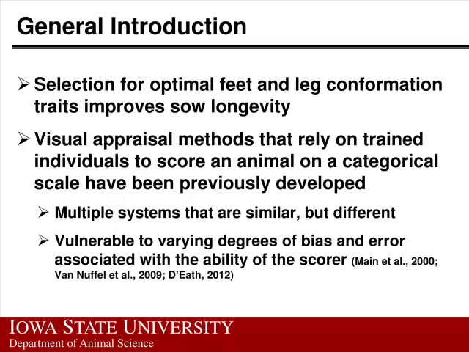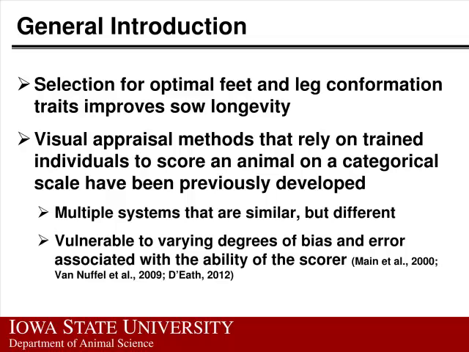Selection for optimal feet and leg conformation traits improves sow longevity. That's really what we're trying to get at, is longevity in the sows. Visual appraisal methods that rely on trained individuals to score an animal have been previously developed, which we'll go into. But there are multiple systems that are similar, but they are different.